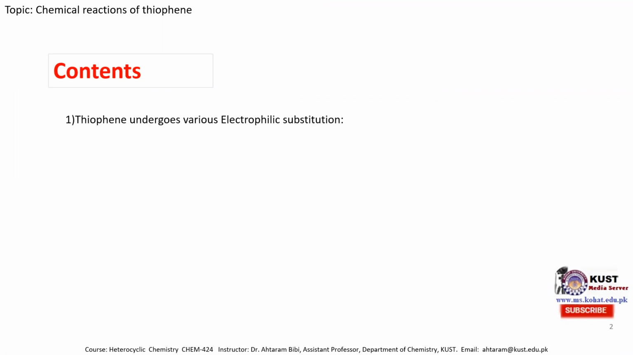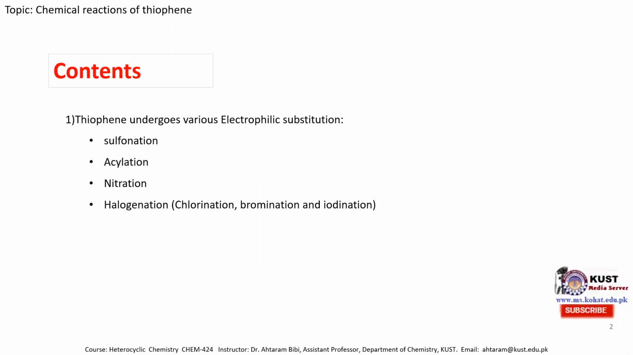The first one is the electrophilic substitution reactions. Thiophene undergoes various electrophilic substitution reactions like benzene, because thiophene is also aromatic and consists of 6 pi electrons and has a planar structure. So it undergoes sulfonation, acylation, nitration, and halogenation. And halogenation includes chlorination, bromination, and iodination.